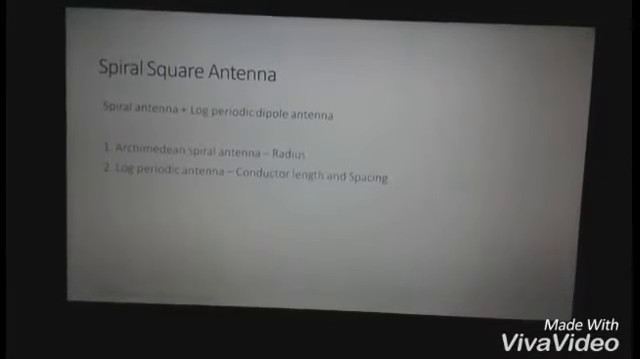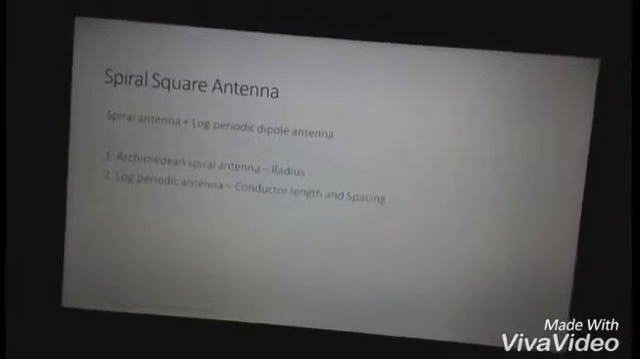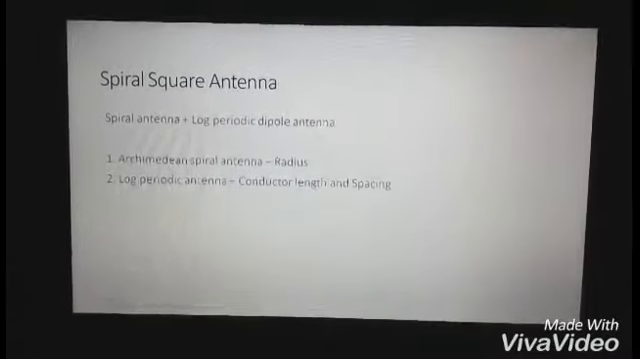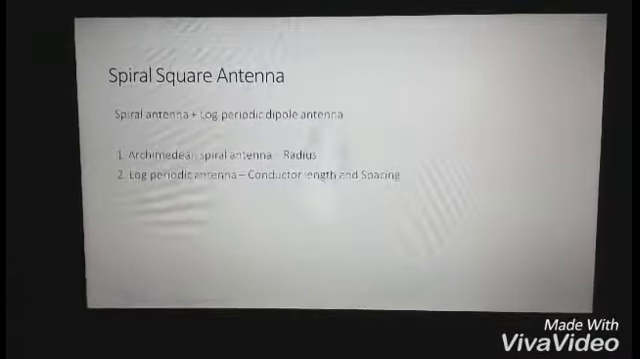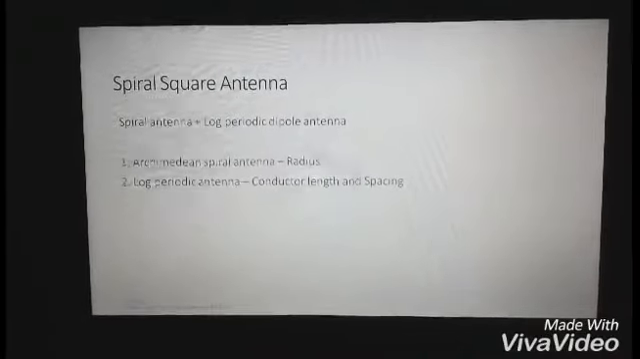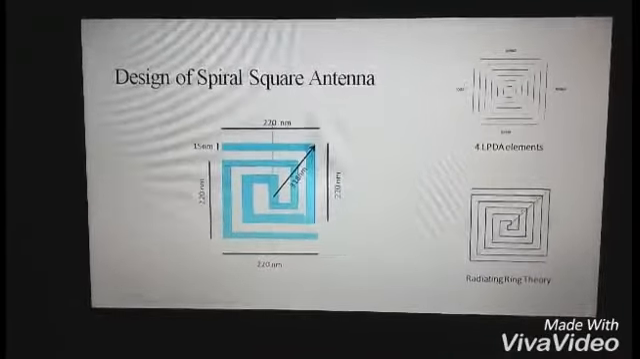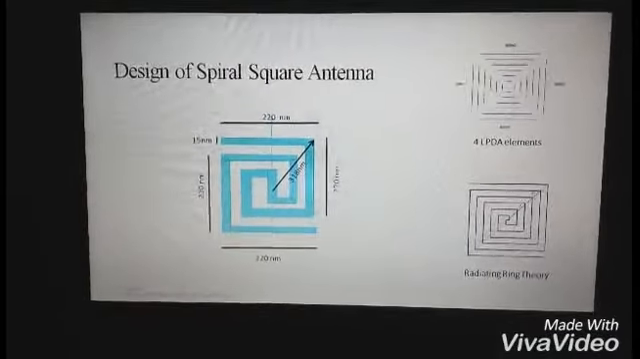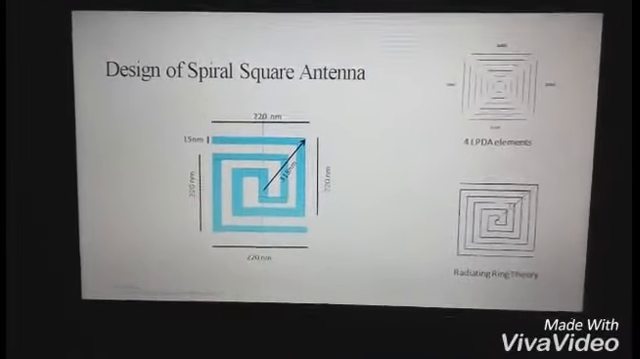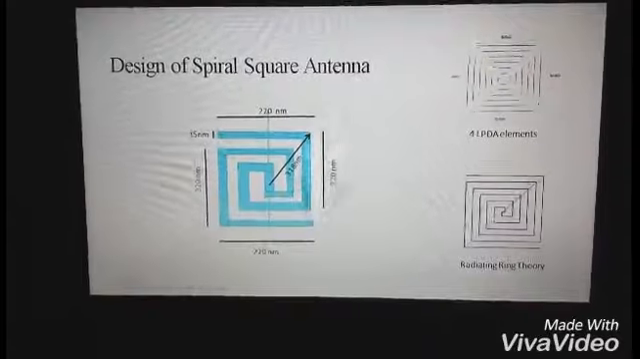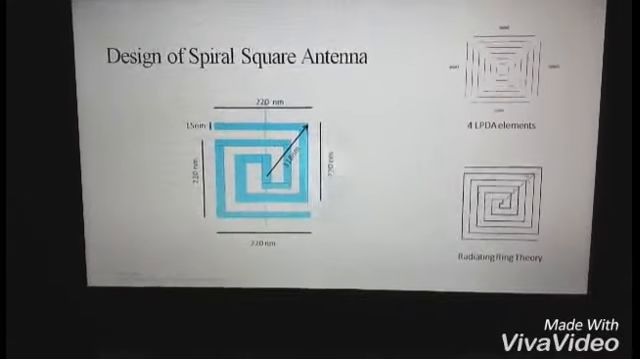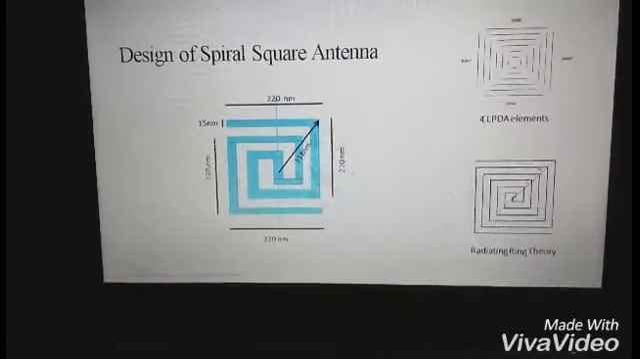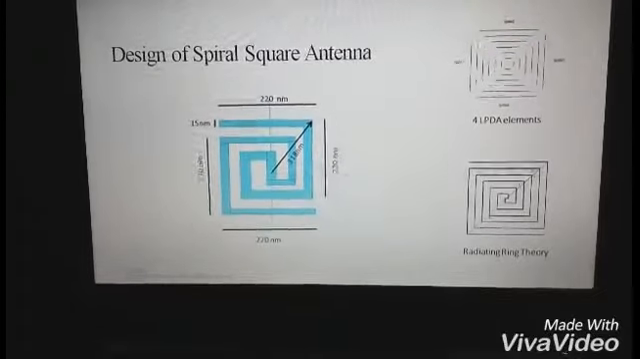The spiral square antenna is a combination of spiral antenna and log periodic dipole antenna. We can decide the radius using the Archimedean spiral antenna. Then we can decide the conductor length and spacing using the log periodic antenna. Design of spiral square antenna: we can see in the corner, 4 log periodic antennas are used to construct the log periodic nano antenna, using the Archimedean spiral antenna, and the theory which is used is radiating ring theory. We can see the diagram after construction and conductor length and spacing.